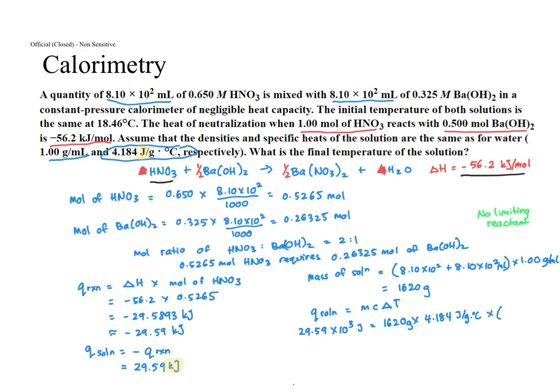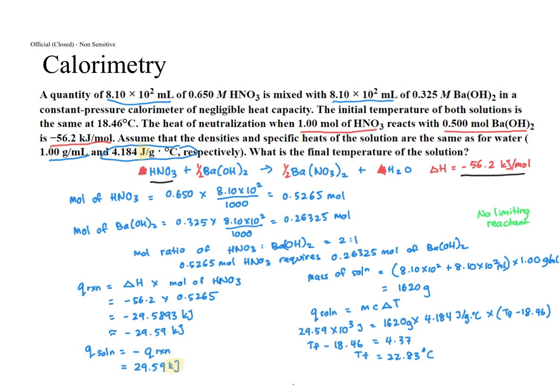Temperature change would be final temperature minus initial temperature. So with that, you can calculate the final temperature. And we will get the answer 22.83 degrees Celsius.